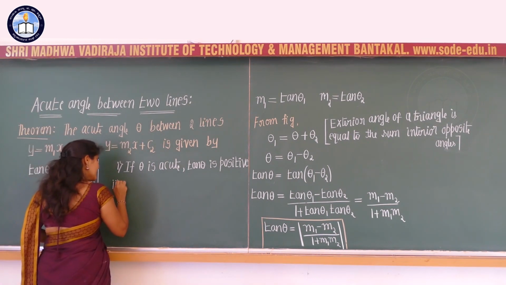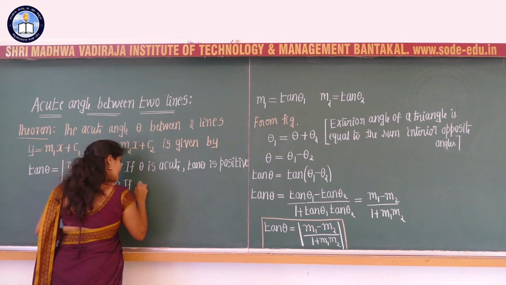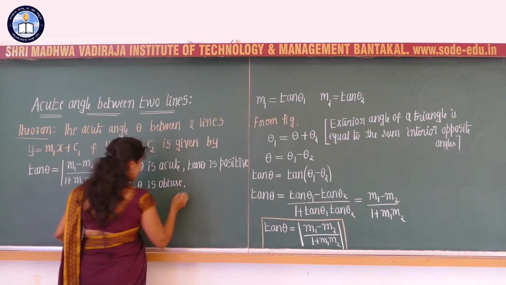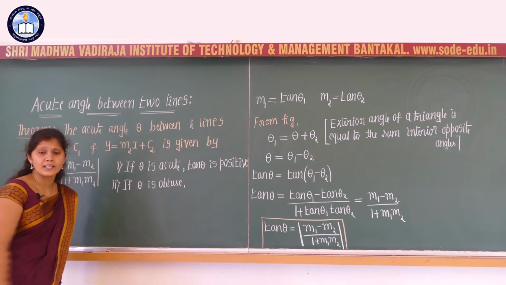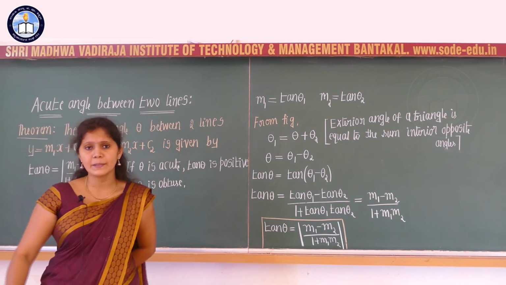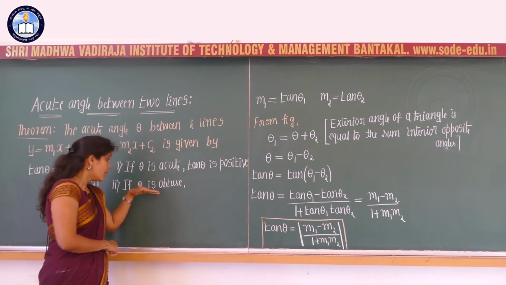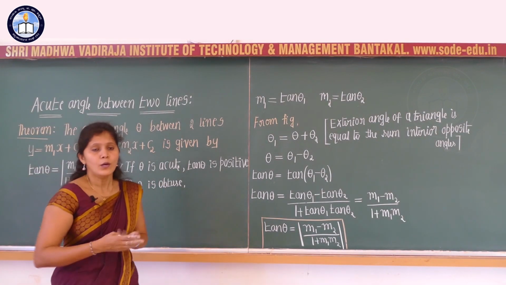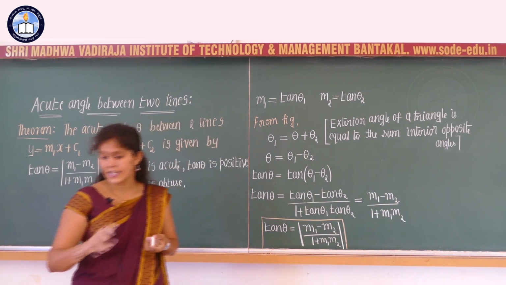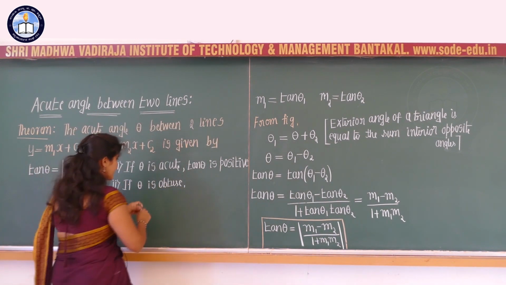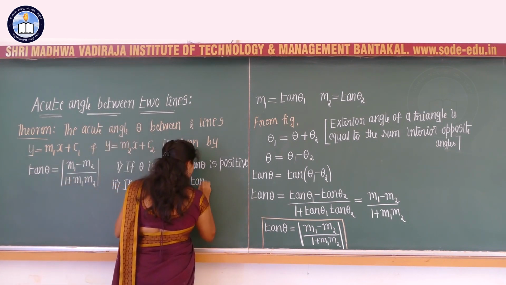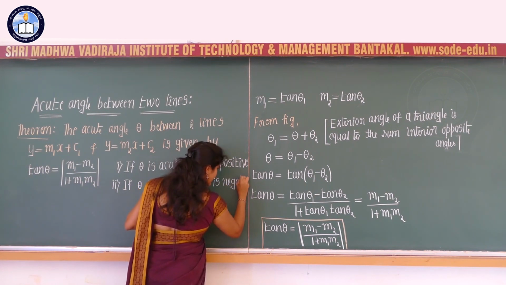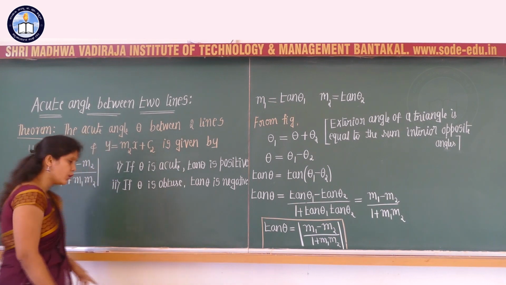Second point, that is, if theta is an obtuse angle. What is meant by an obtuse angle? What is meant by an acute angle? Acute angle means it is an angle whose measurement is greater than 0 and less than 90 degrees. An obtuse angle means it is an angle whose measurement is greater than 90 degrees and less than 180 degrees. And if theta is obtuse, then tan theta is negative. So the tan theta value is negative if theta is an obtuse angle.